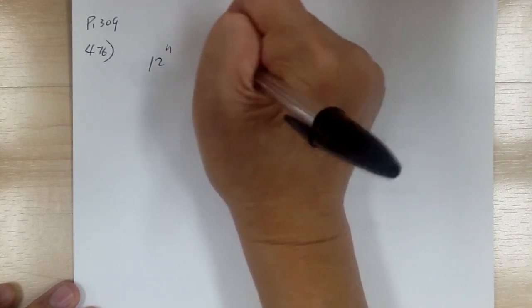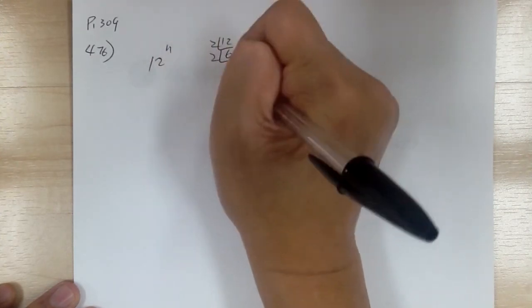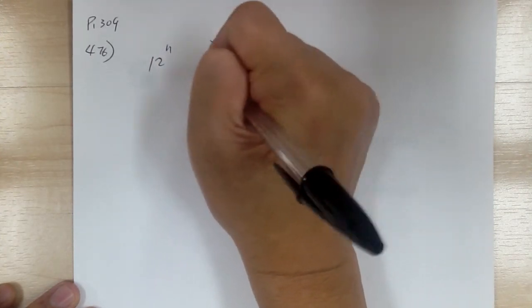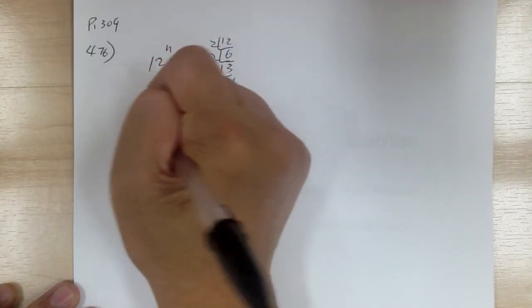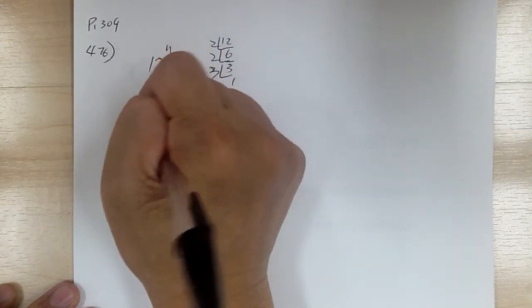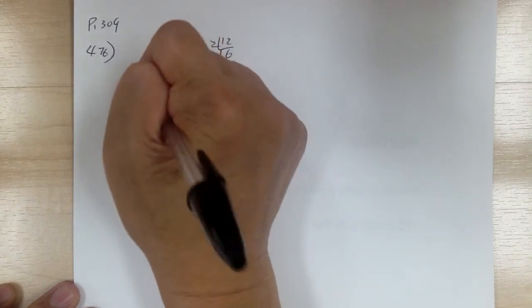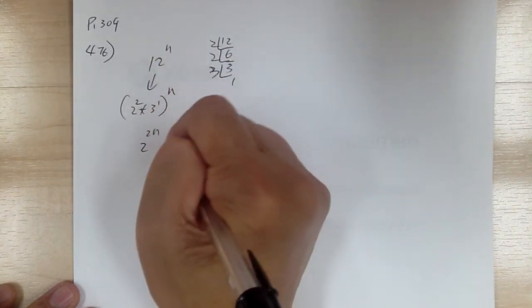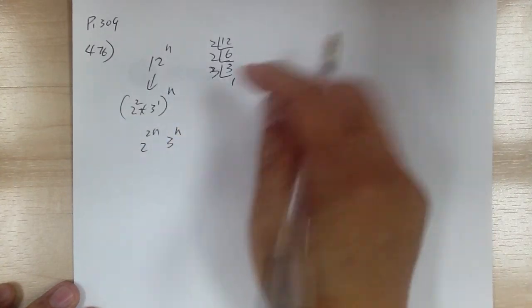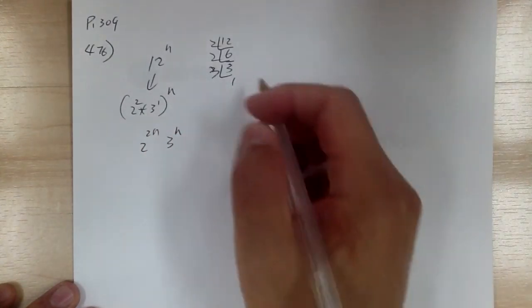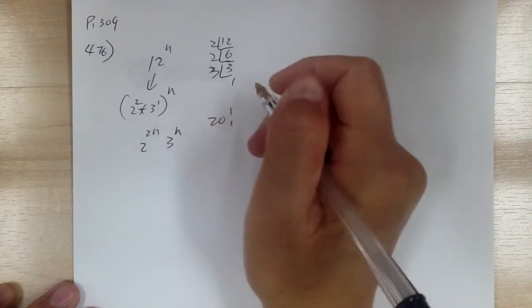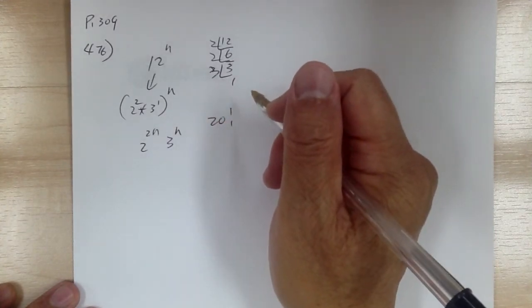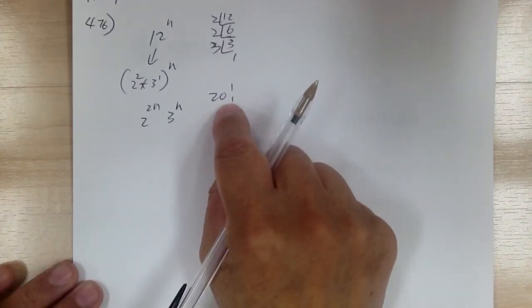So 12, so 2, 6, 2, 3, 3, 1. So 12 is equal to 2 times 2, so 2 squared, times 3 to the 1. And if you raise it to the n, you're going to get 2 to the 2n times 3 to the n. And this is going to be a factor of 20 factorial. So we need to figure out how many 2's are in here.